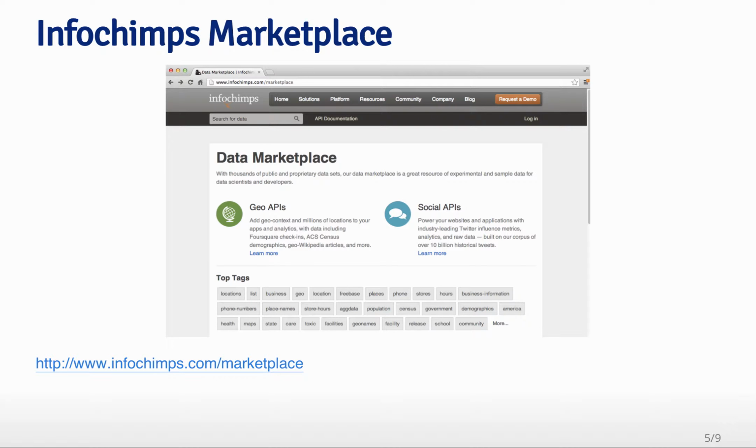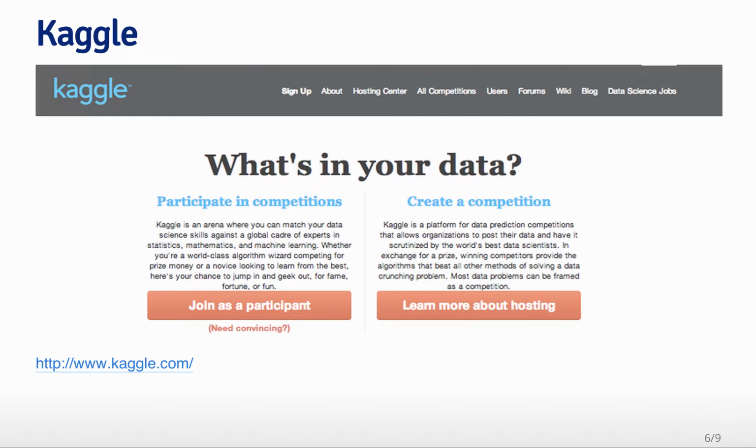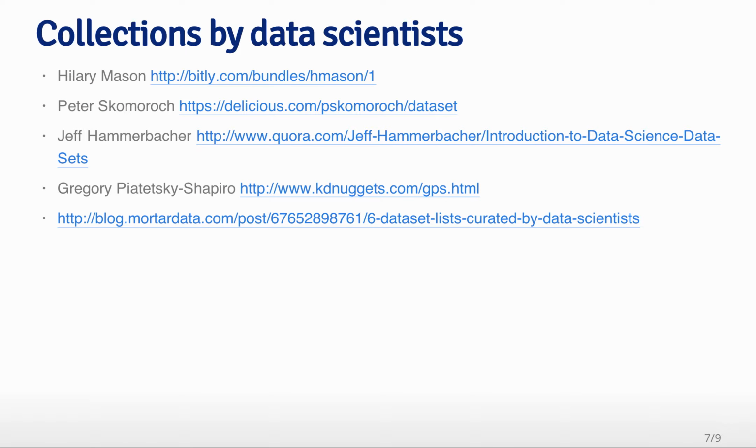The InfoChimps marketplace has a bunch of different data sets which you can sort by various different tags, and you can identify data sets that might be of interest to you. Some of them are free and some of them cost money. Kaggle is another place that you can go to for data sets. Kaggle is a company that offers data science competitions, and they often have very interesting data sets that they make available as part of those competitions. So they're good for practice, but they're also good for potentially discovering new interesting things that can help companies solve real problems.